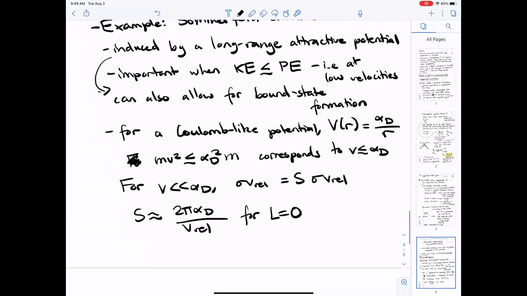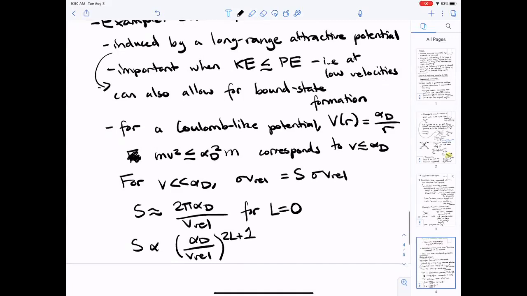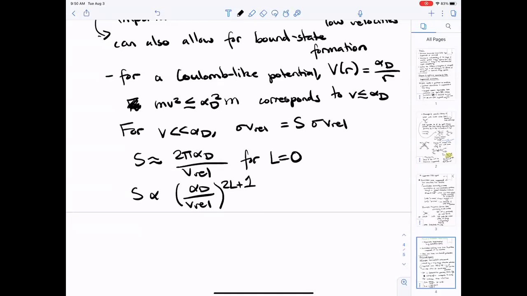For higher partial waves, the prefactor is a little more complicated, but you get a scaling that looks like this. So the Sommerfeld enhancement actually gets stronger for higher partial waves. Now, in reality, you don't usually have an infinite range potential. If you turn on an infinite range new force, then that's quite constrained, like the force limits. So in practice, usually we have something more like a Yukawa potential.